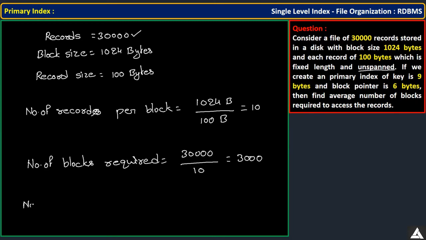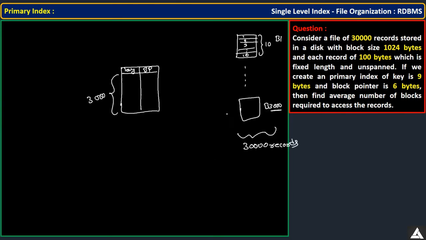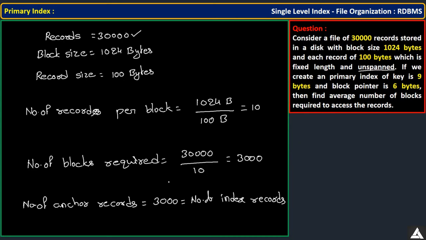So we can discuss it in this way. Number of anchor records: how many? Per block, one record. That is 3,000 anchor records. This many index entries are there. Number of index records, how many are we going to have? 3,000. So for each block, we are placing one record. That is the discussion till now. Now let us take the remaining things.